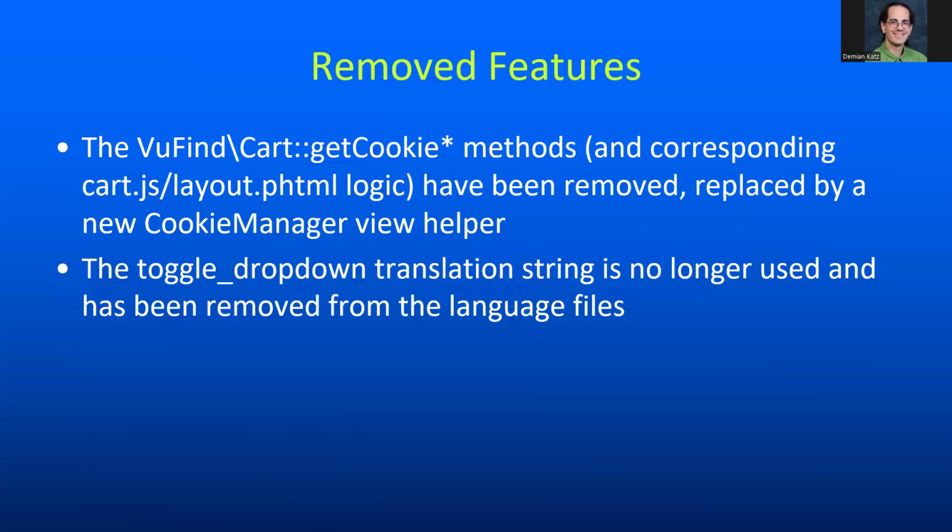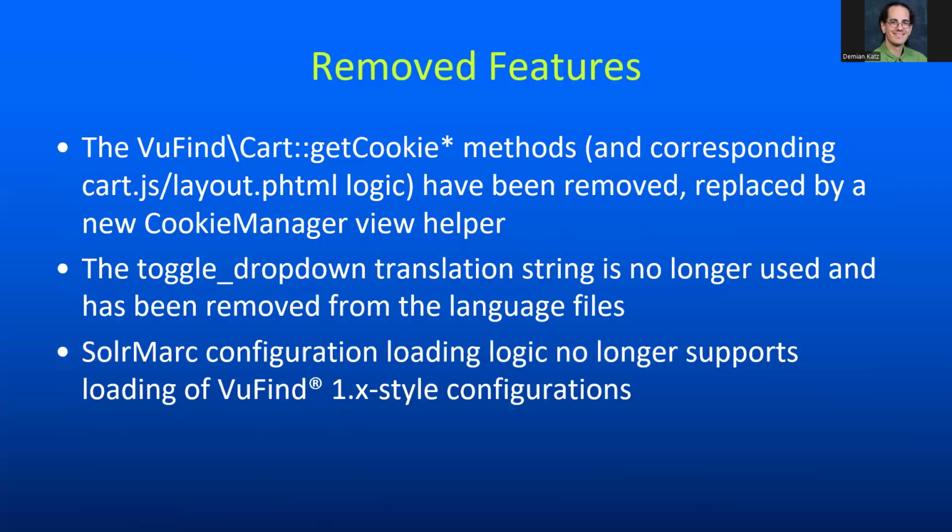The toggle drop-down translation string is no longer used anywhere and has been removed from the language files. It's been replaced with more accessible and descriptive language for which drop-downs are being toggled in all the places where it's used. If you have this translation string in local templates, you'll need to replace it or move it into your local language files.